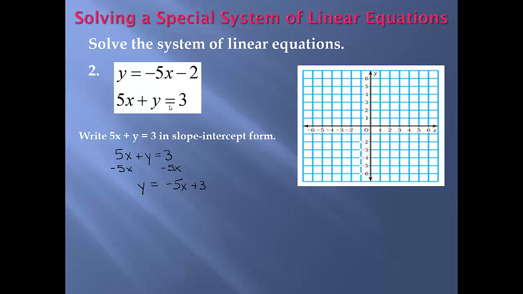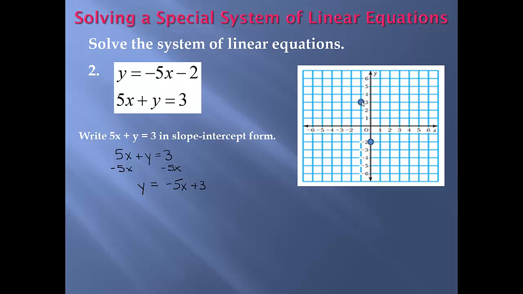Next, we need to graph both equations. So let's go back to our first equation and graph it. The y-intercept is at negative 2, so we'll go ahead and plot our point at negative 2 on the y-axis. Now you can see that our slope is negative 5. So if we go up 5, so 1, 2, 3, 4, 5, we need to go to the left 1, and we'll plot our point.